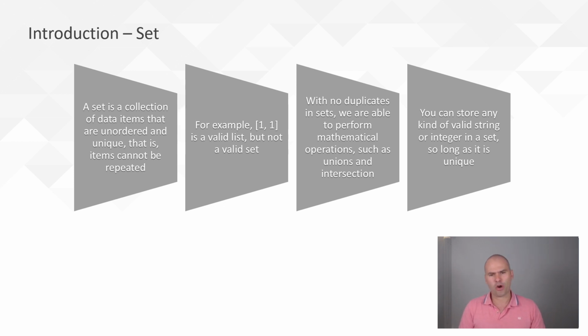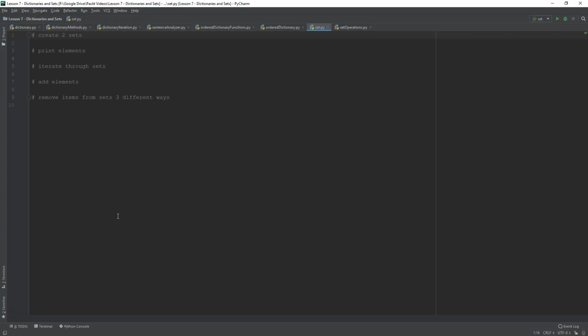So let's get into the programming where we're going to create sets, read data from them, and add new items and remove items as well. In this video, we're going to create 2 sets and then do basic operations on them. We're going to print the elements that are in the sets, iterate through them, add elements, and remove elements 3 different ways. So let's start with really simple examples.